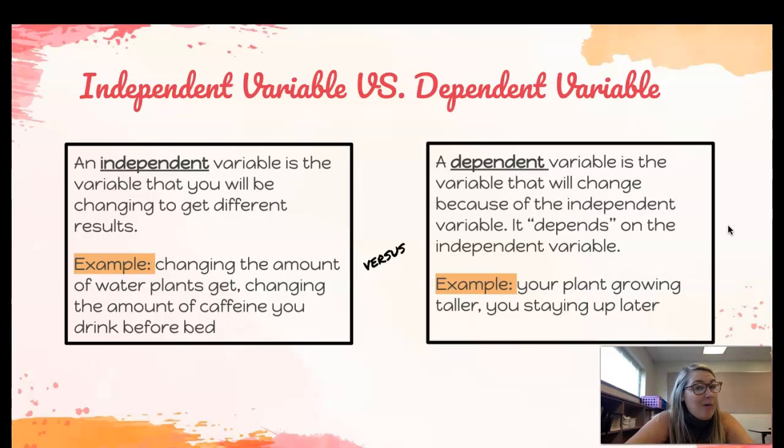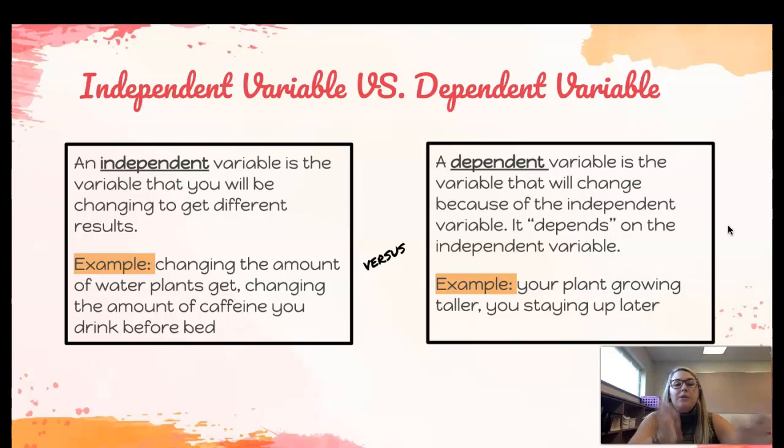Now what's going to happen because you're changing the water? Well, your plant's either going to die and grow shorter, or it's going to thrive and grow taller. So the size of your plant is what depends on how much water it's getting. So your dependent variable is your variable that's going to be changing because of your independent variable. It depends on what you're doing with your independent variable.